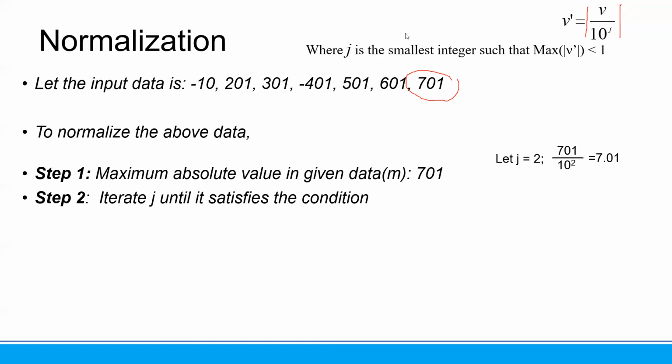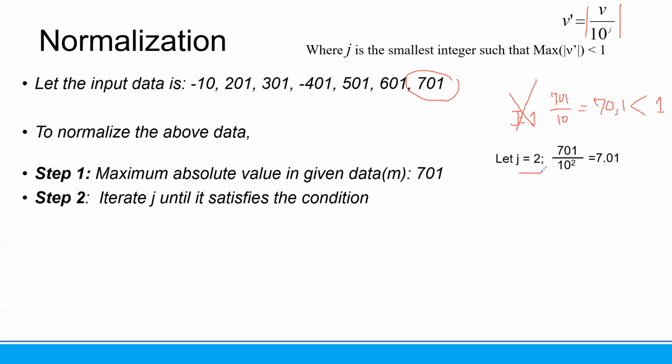Now let j equal 1 first. What happens if j equals 1? 701 divided by 10 is 70.1. Is 70.1 less than 1? No. So j equals 1 is not the answer. So let j equal 2.